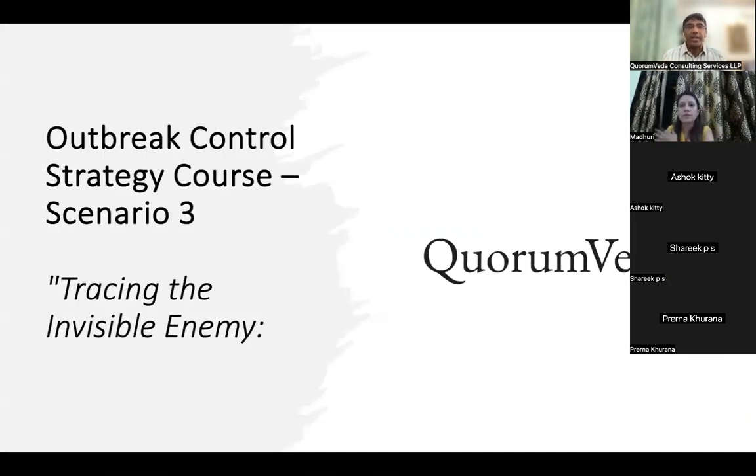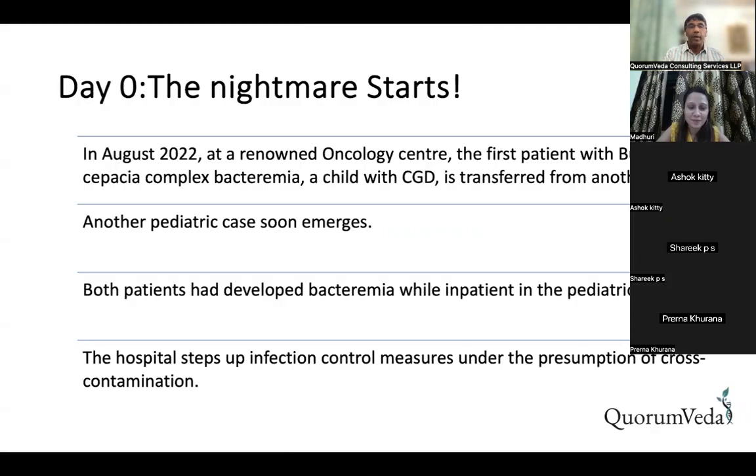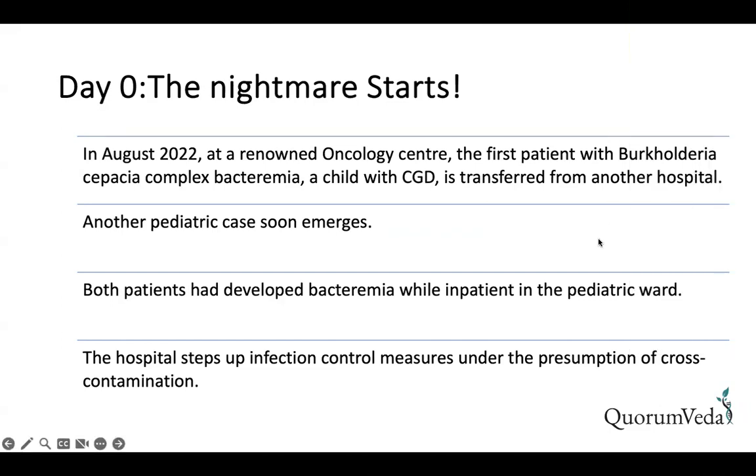Now, this is the interesting scenario: Tracing the invisible enemy. In August 2022, at a renowned oncology center, the first patient with Burkholderia cepacia complex bacteremia, a child with chronic granulomatous disease, is transferred from another hospital.